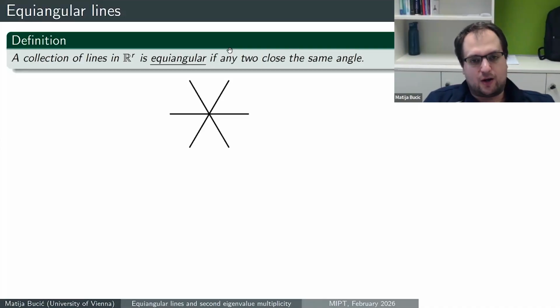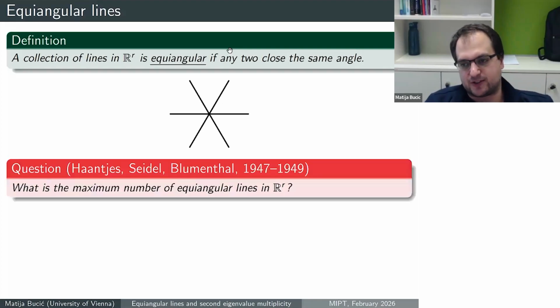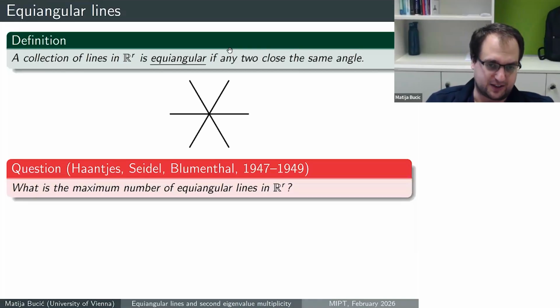Very good. So now one of the most basic questions you can ask about this concept is, well, how many of them can you actually fit in r dimensions? And this is a question that was first asked, as far as I'm aware, in the late 1940s in a series of 3 papers, which I do not really understand, so I'm just stating the authors.